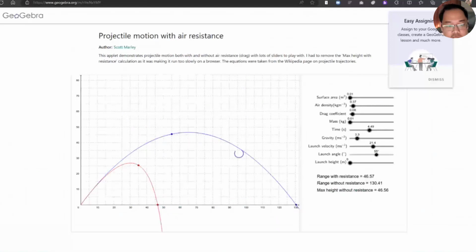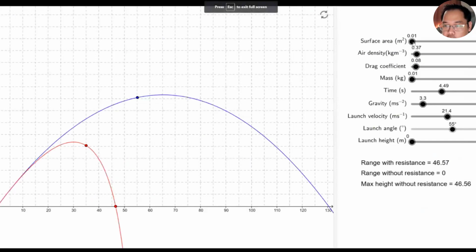Similarly, with this simulation, the red curve here, actually when there is the air resistance, we cannot ignore the air resistance. So in reality, an object thrown such as a tennis ball will fly like this, the red curve. Only when the air resistance is negligible, the object will fly symmetrically as a parabola in the blue curve here. Okay, we can change the surface area and everything.